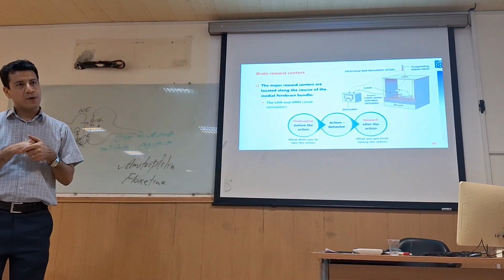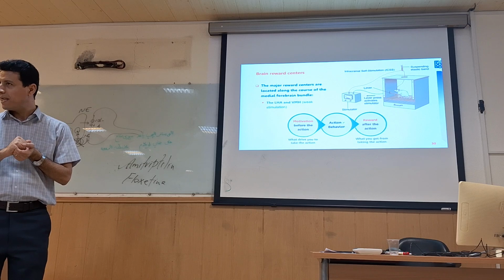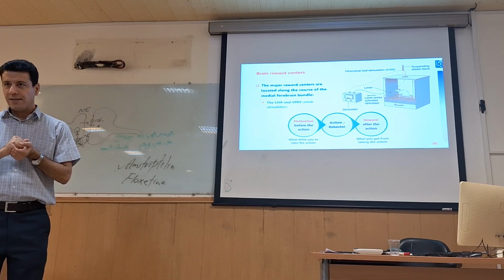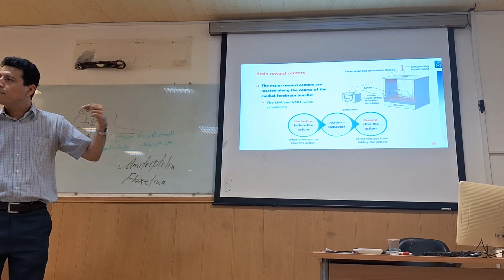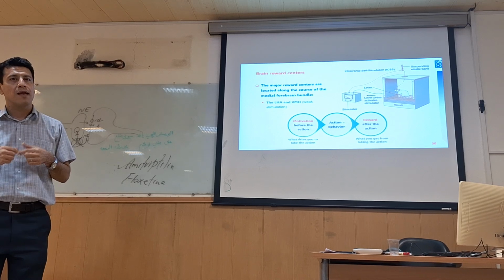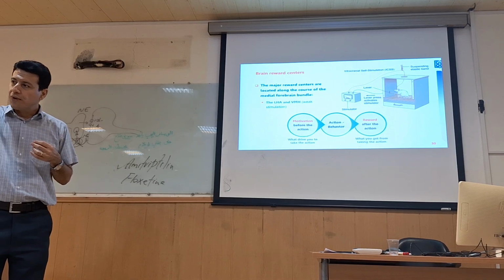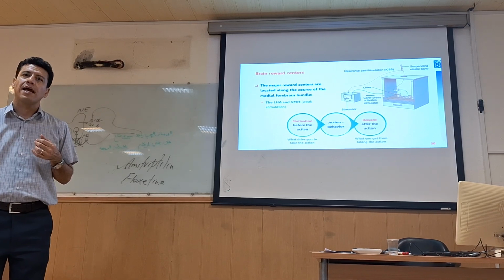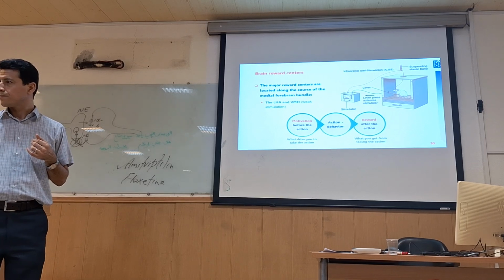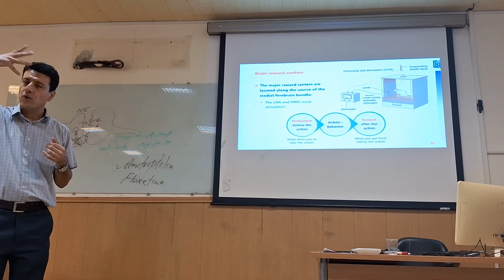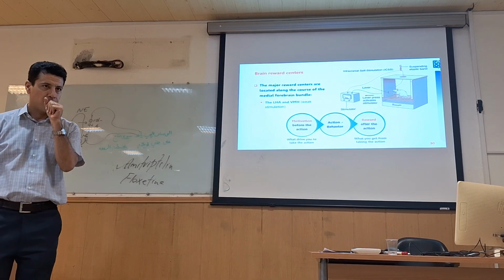For example, when you read a very good book, you feel pleasure, right? During that pleasure, dopamine is secreted from the ventral tegmental area, and this dopamine is released in part of the basal ganglia, the nucleus accumbens. Other dopamine is released in the cortex, the prefrontal cortex.